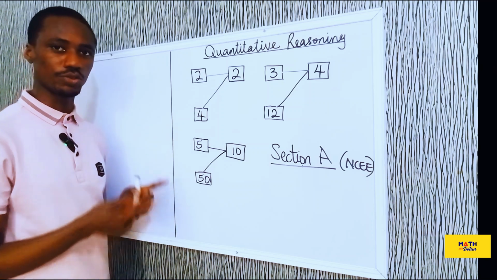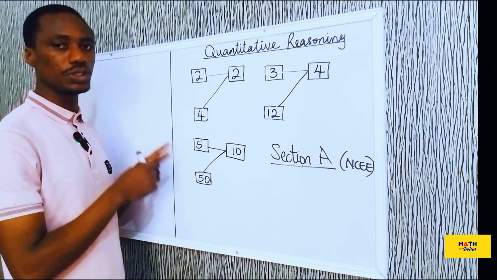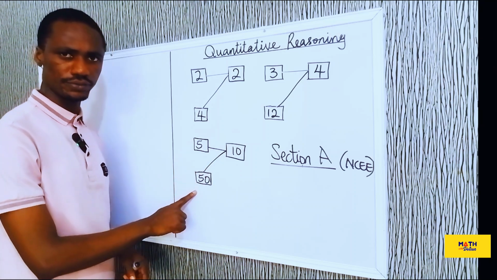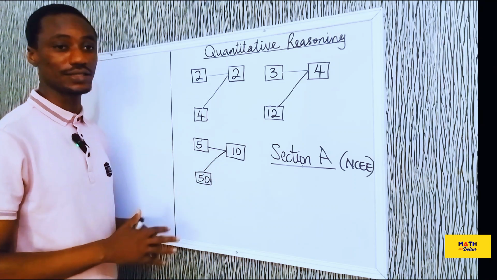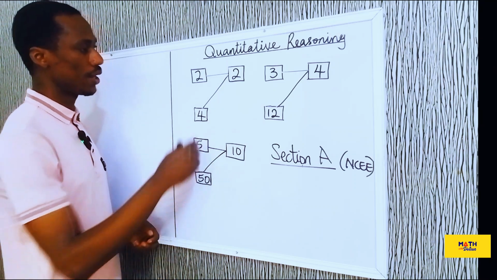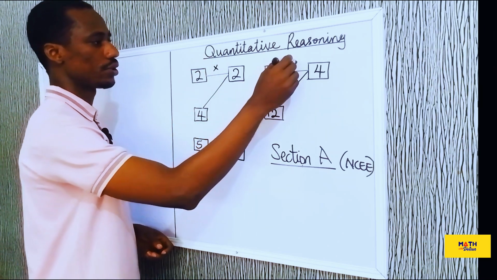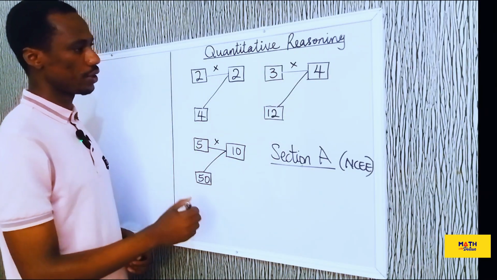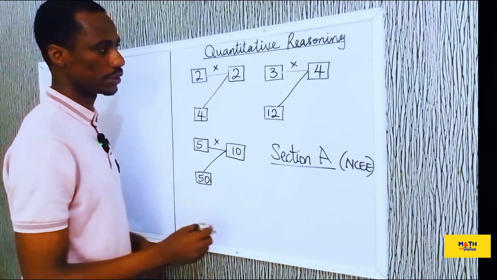Definitely it is multiplication, but we still need to confirm with the third sample. So 5 times 10, is it 50? Yes, 5 times 10 is 50. So the relationship is multiplication.